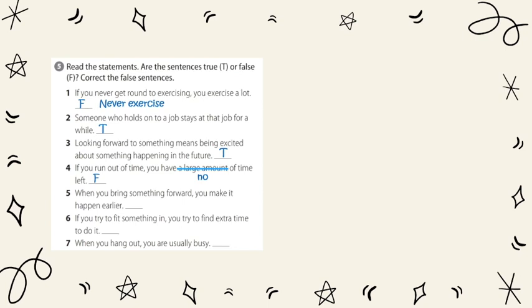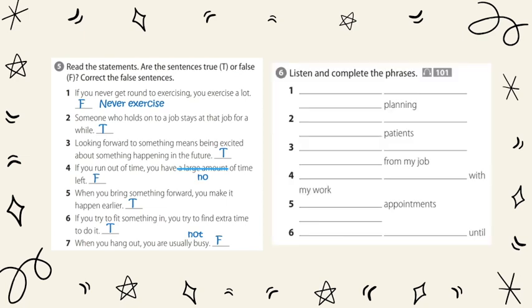Number 5. When you bring something forward, you make it happen earlier. That is true. Number 6. If you try to fit something in, you try to find extra time to do it. That is true. And number 7. When you hang out, you are usually busy. That is false. The correction would be, when you hang out, you are usually not busy.